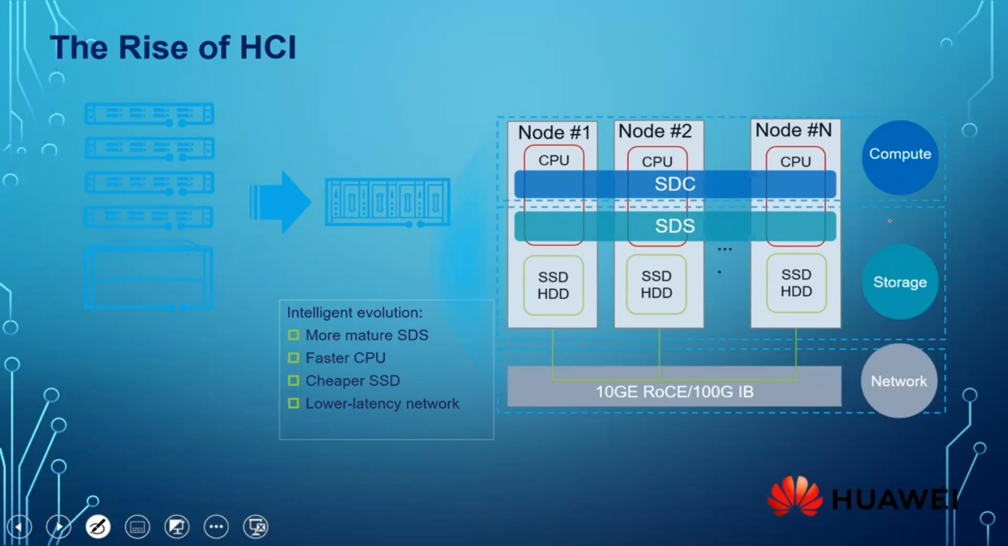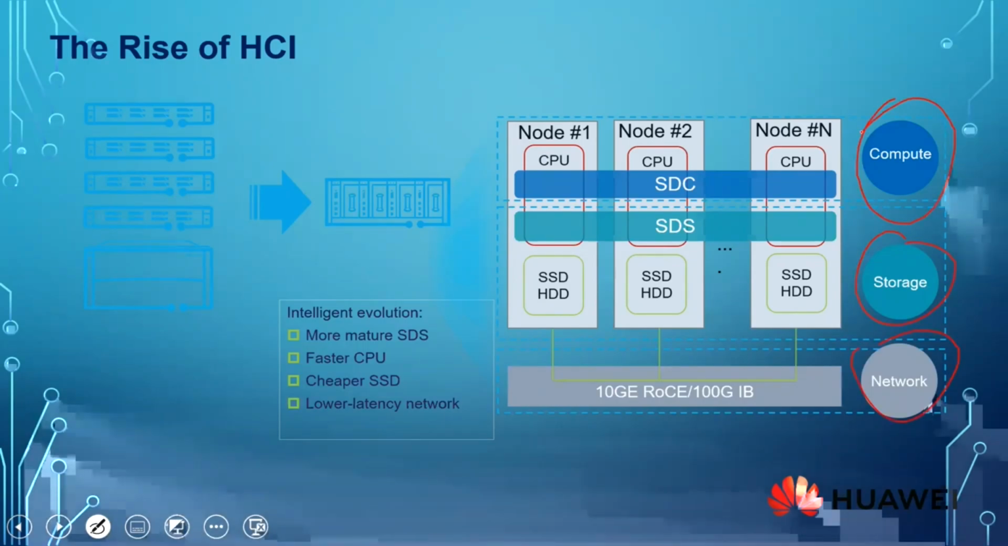The benefits of HCI are faster CPUs, cheaper SSDs, and a low-latency network. We can use 10G, and nowadays we have RoCE networks, so we can use 100 gig as well. As we can see, network, storage, and compute are all in one box, and everything will be managed from one software. The deployment is very easy. We can have multiple ways to deploy it. You can get a pre-installed box, and if you want to install it by yourself, you can install it as well.